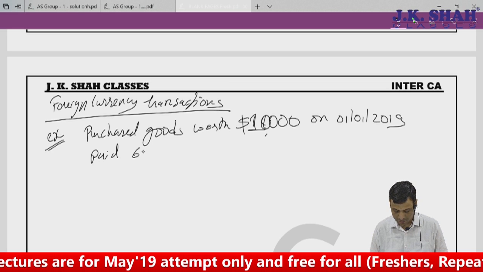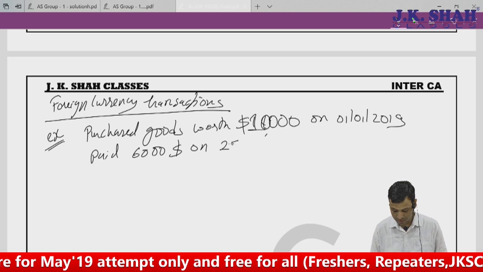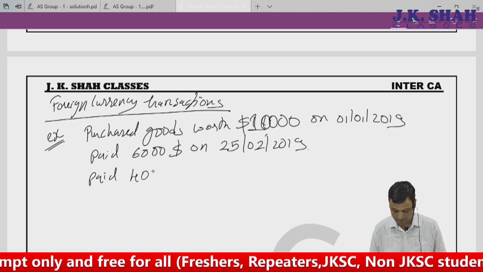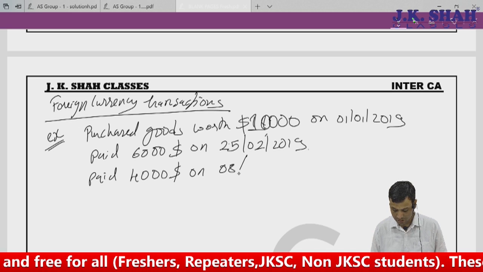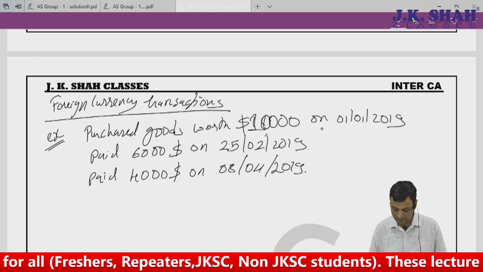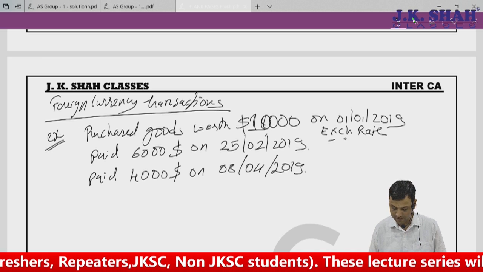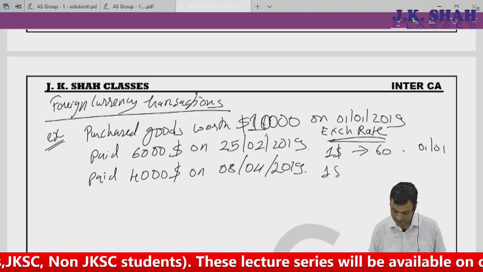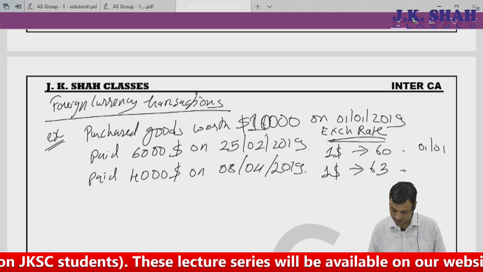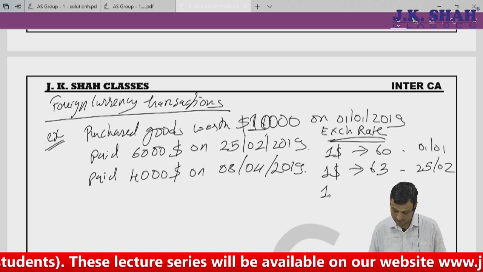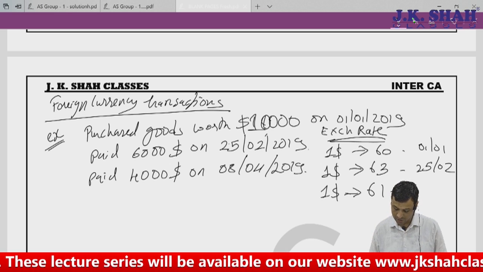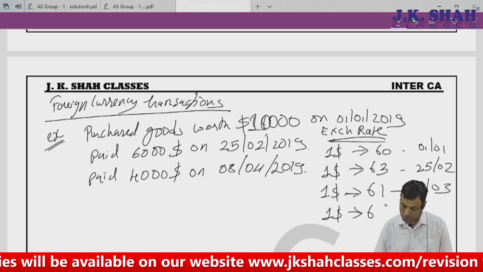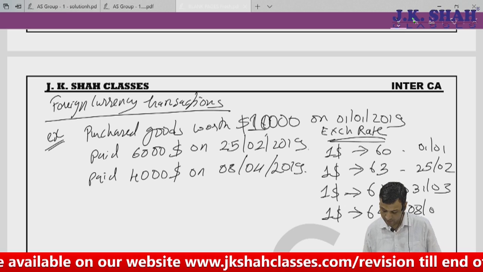Paid $6,000 on 25th of February 2019. Paid $4,000 on 8th of April 2019. The exchange rate is as follows: $1 equals 60 on 1st of Jan, $1 is 63 on 25th of February, $1 is 61 on 31st of March, and $1 is 64 on 8th of April.